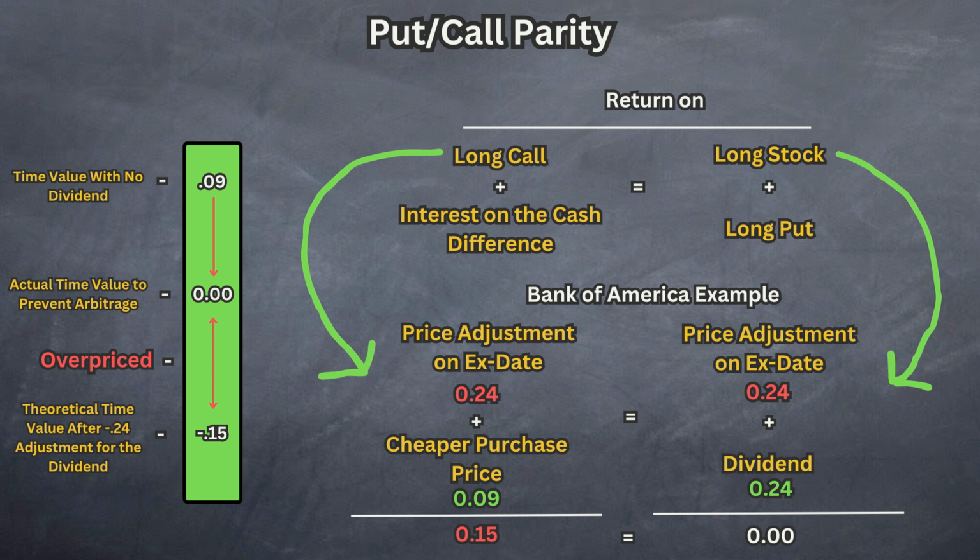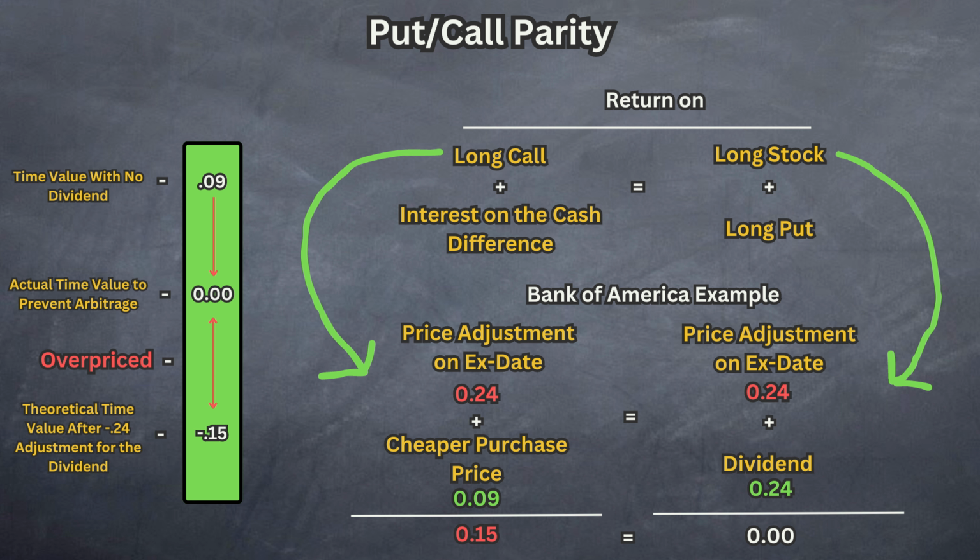And I just want to be clear that turning the call into a synthetic does not provide you any kind of advantage. It just prevents you from being at a disadvantage. In both cases, the positions would lose 24 cents from the downward adjustment to the stock on the X date. But on the right side of the formula, the dividend makes it neutral, while the time value gained on the left side causes you to lose 15 cents overall.